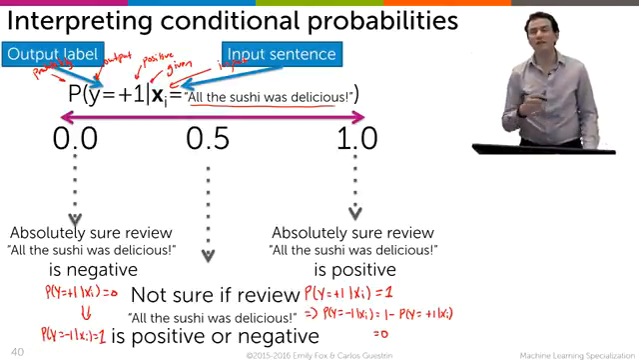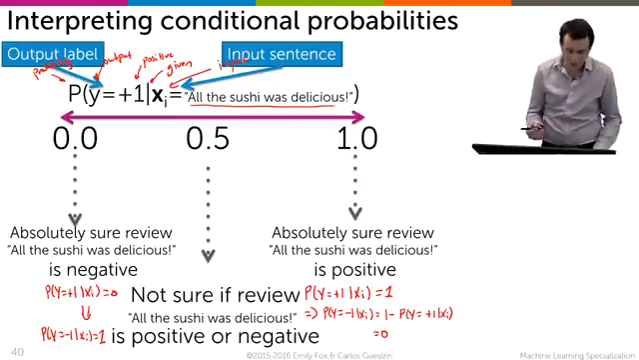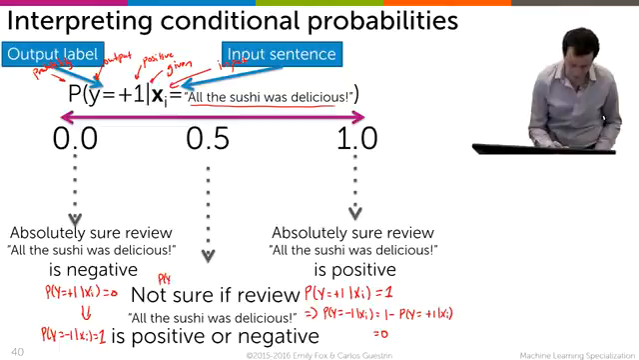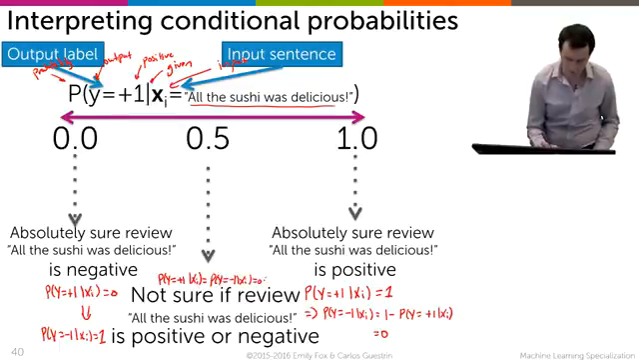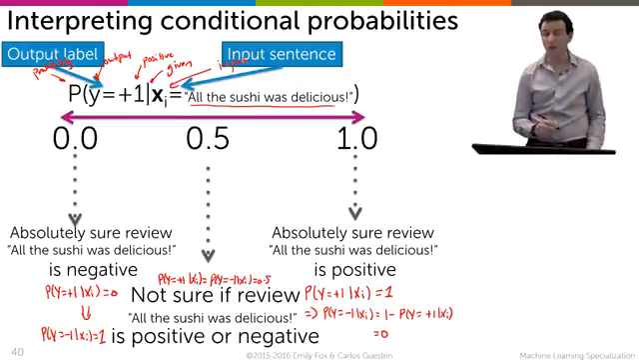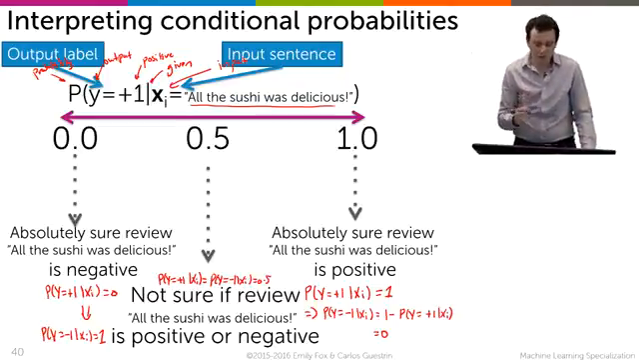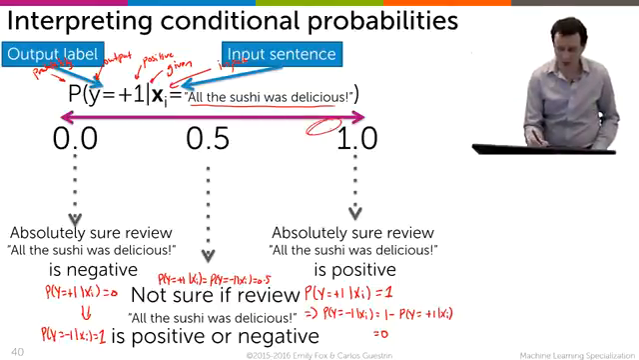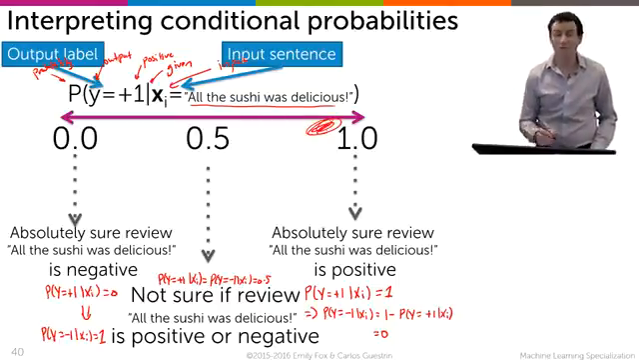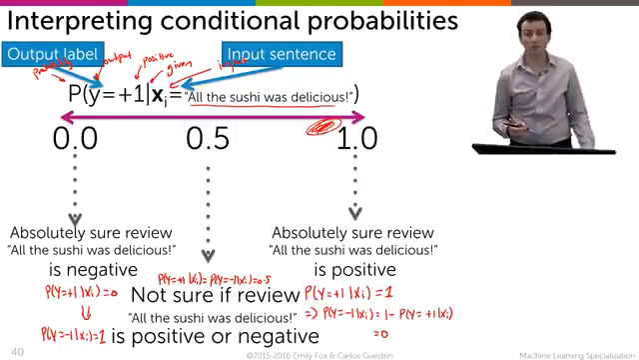So for example, let's say the probability of y equals +1 given the input all the sushi is delicious is 0.5. That is that I'm not sure if that review is positive or negative. So what I'm saying is that the probability of y is +1 given xi is the same as the probability of y equals -1 given xi, which is 0.5. So I would believe that it's 50-50. In reality, for this input, I believe we'll be somewhere around here. So the probability will be very, very high that it is a positive review.